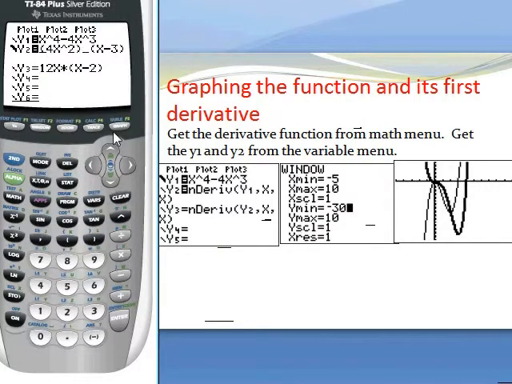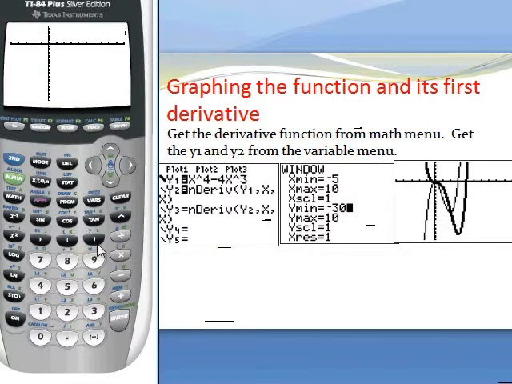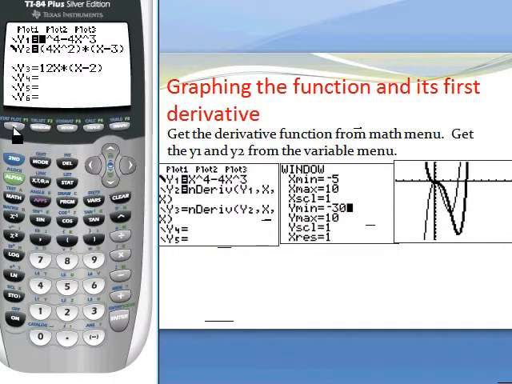Okay, now let's look at the graph. Oh, this is what I did. I made the function thicker and the first derivative thinner, so I could not see it. Let's go and do that by just pushing enter.